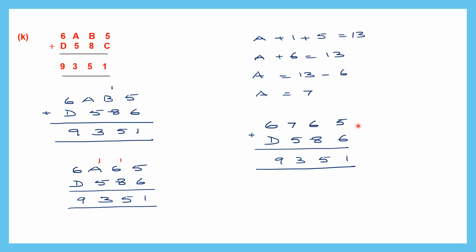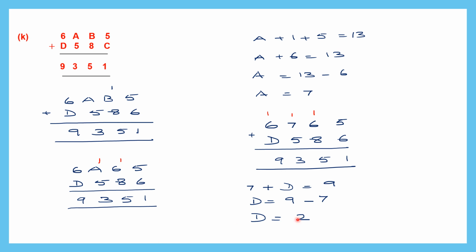So let's do that. 5 plus 6 is 11. We carry 1. Then here we have 6 plus 1 is 7. 7 plus 8 is 15. Correct. Carry 1. Now here we have 7 plus 1 is 8. 8 plus 5 is 13. Carry 1. So it's correct so far. Now 6 plus 1 is 7. 7 plus D is equal to 9. That means D is equal to 9 minus 7, or D is equal to 2.